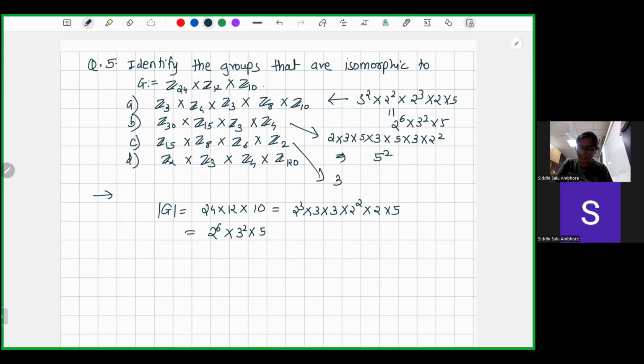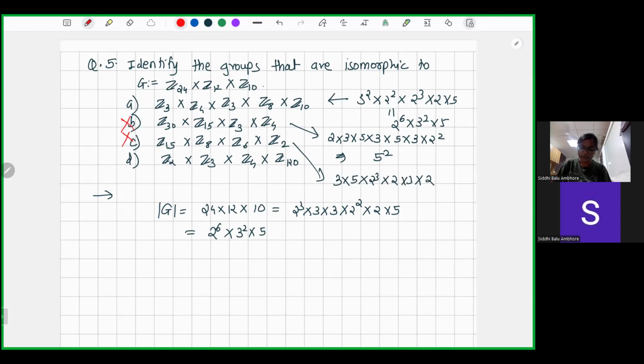So this is 3 into 5, 2 cube, 2 into 3 into 2. So this has one less of a 2. These are only 5 twos. So this will not be possible. And as you said, 5 square, so not possible.